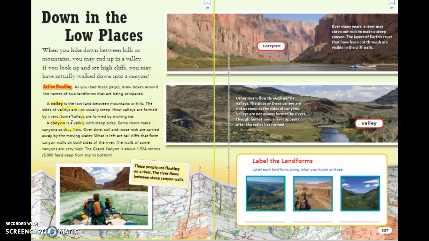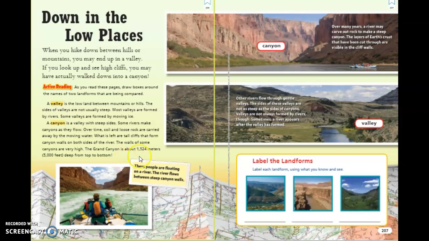Here's the reading. A valley is the low land between mountains or hills. The sides of valleys are not usually steep. Most valleys are formed by rivers. Some valleys are formed by moving ice. A canyon is a valley with steep sides. Some rivers make canyons as they flow. Over time, soil and loose rock are carried away by the moving water. What is left are tall cliffs that form canyon walls on both sides of the river. The walls of some canyons are very high. The Grand Canyon is about 1,524 meters, or 5,000 feet, deep from top to bottom.